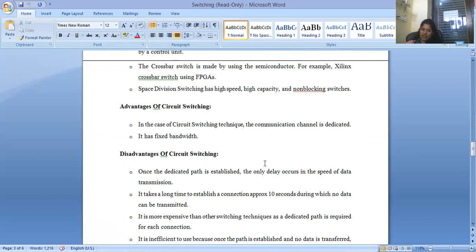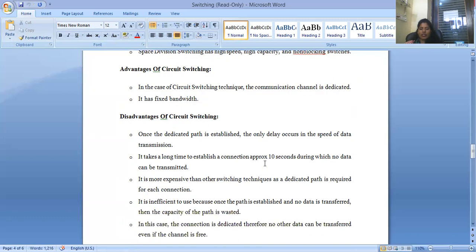The advantage of circuit switching is that the communication channel is dedicated and it has a fixed bandwidth. The disadvantage is that once a dedicated path is established, the only delay is in the speed of transmission, and nothing else can use that dedicated path. It takes a long time to establish a connection, approximately 10 seconds, during which no data can be transmitted, and it is also more expensive than other switching techniques.